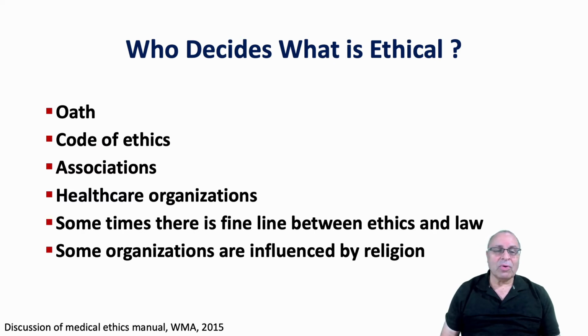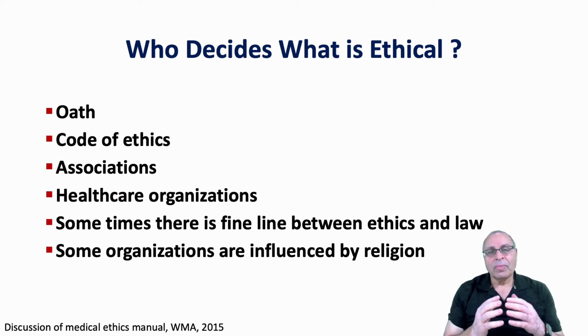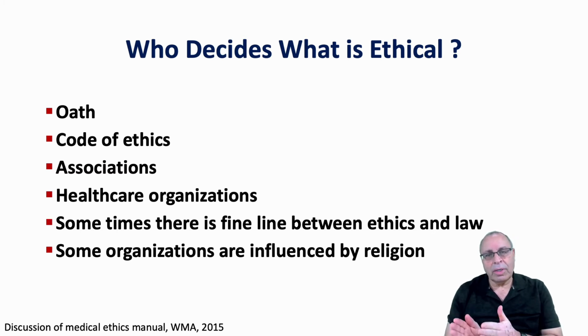Organizations have their code of ethics, and they have ethical bylaws and rules and so on. Sometimes, of course, there's a little bit of overlap between ethics and law, and there could be a little bit of confusion. We may get to it later on. And some organizations are influenced by religion, so their set of rules are really based on their religion, and they follow them and so on.